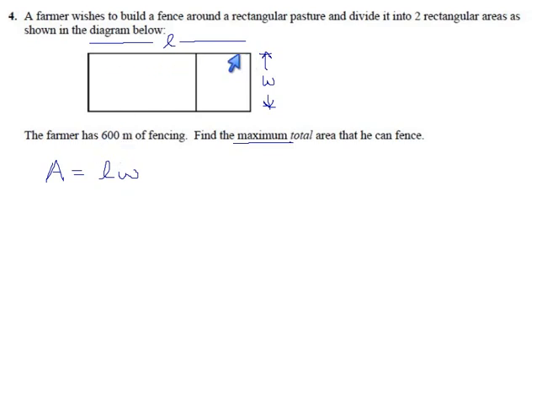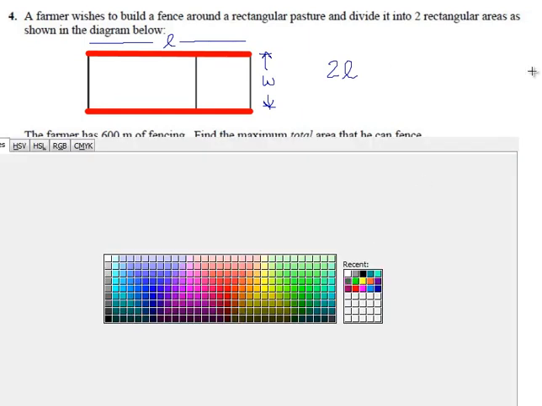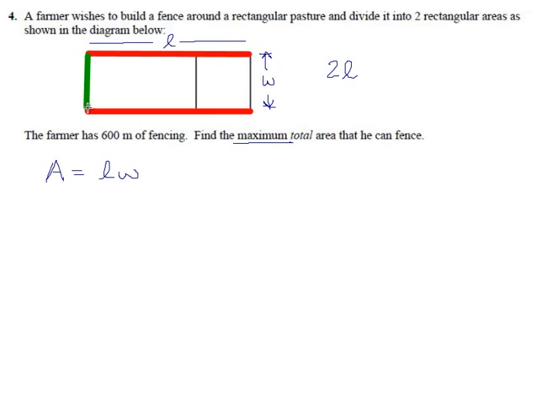There's 600 meters available for all the material of all this fence, not just the perimeter, but also this divider in here. So that means when we do this fence, we're going to have an L up here and another L down there. So we're going to use 2L worth of material making that. Also, we're going to have a W there and another W and yet another one, total of 3 W's. And all of that together can be no more than 600 meters.